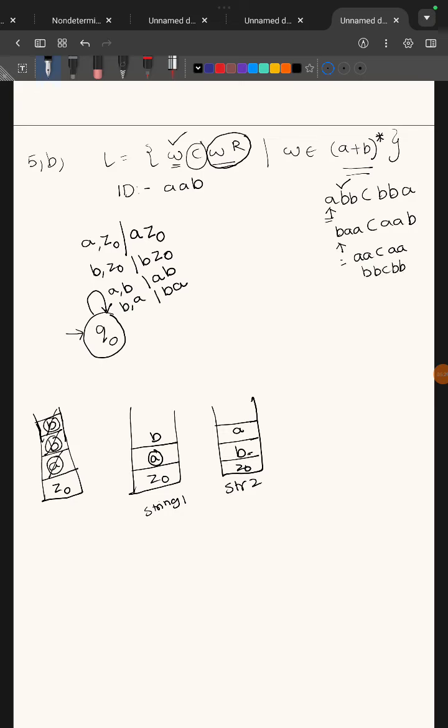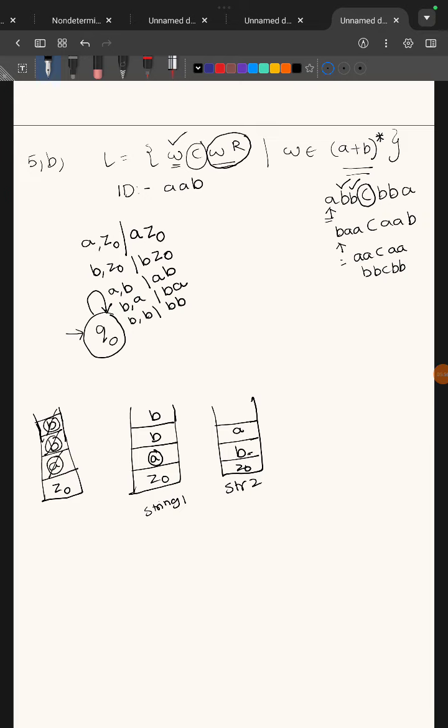For example, now I am having B on the top of the stack. Here B is the input symbol. What are we going to do? We are going to push, because unless and until I see this symbol C, I will keep on pushing inside my stack only. So B is the input symbol, B is the top of the stack. I will push inside my stack only.